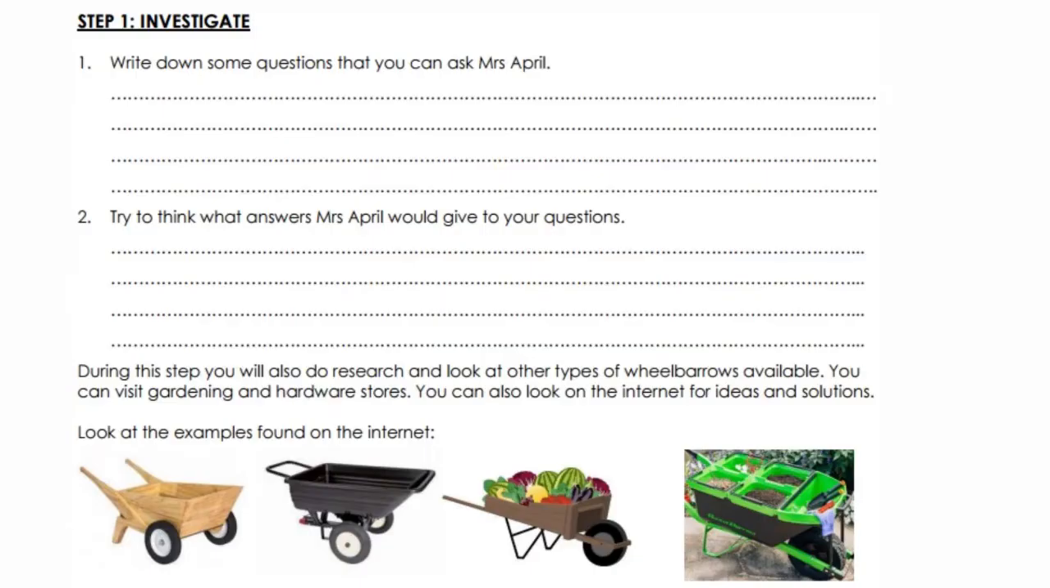Step 1. Investigate. 1. Write down some questions that you can ask Mrs. April. 2. Try to think what answers Mrs. April would give to your questions. During this step, you will also do research and look at other types of wheelbarrows available. You can visit gardening and hardware stores. You can also look on the internet for ideas and solutions. Look at the examples found on the internet.